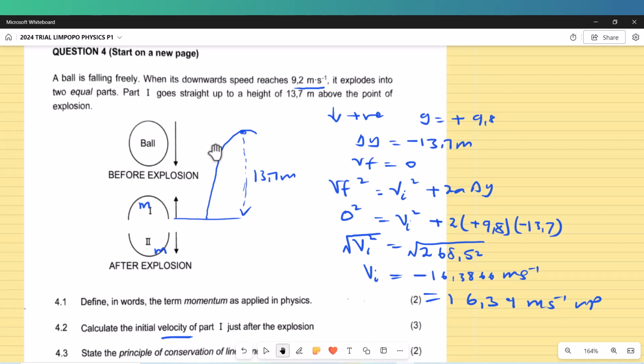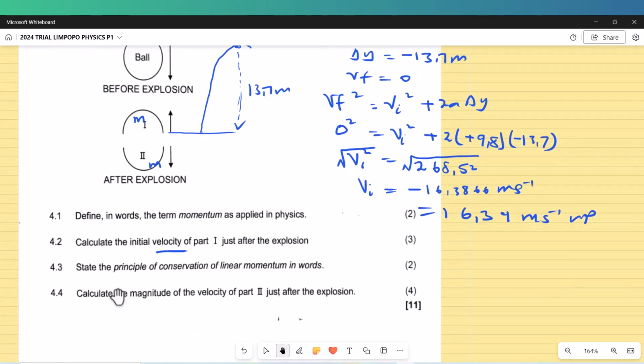Okay, next question here. What must we do? That was question 4.2. Now 4.3: State the principle of conservation of linear momentum in words. How do we state it? It says that the total linear momentum in a closed system remains constant. I repeat, the total linear momentum in a closed system is conserved, or you can say remains constant.